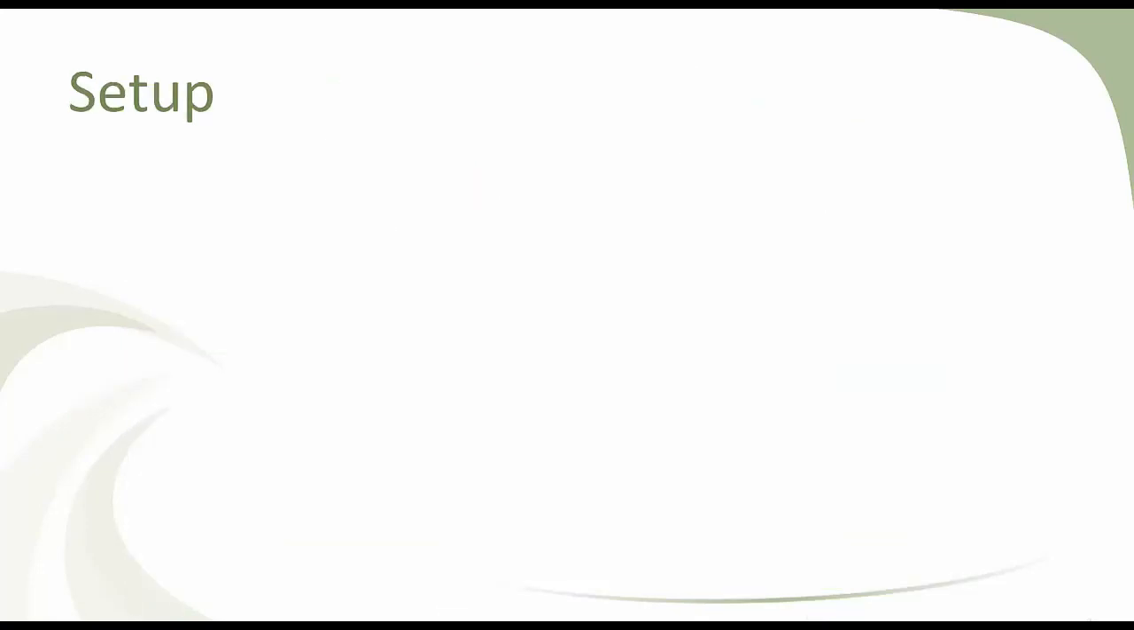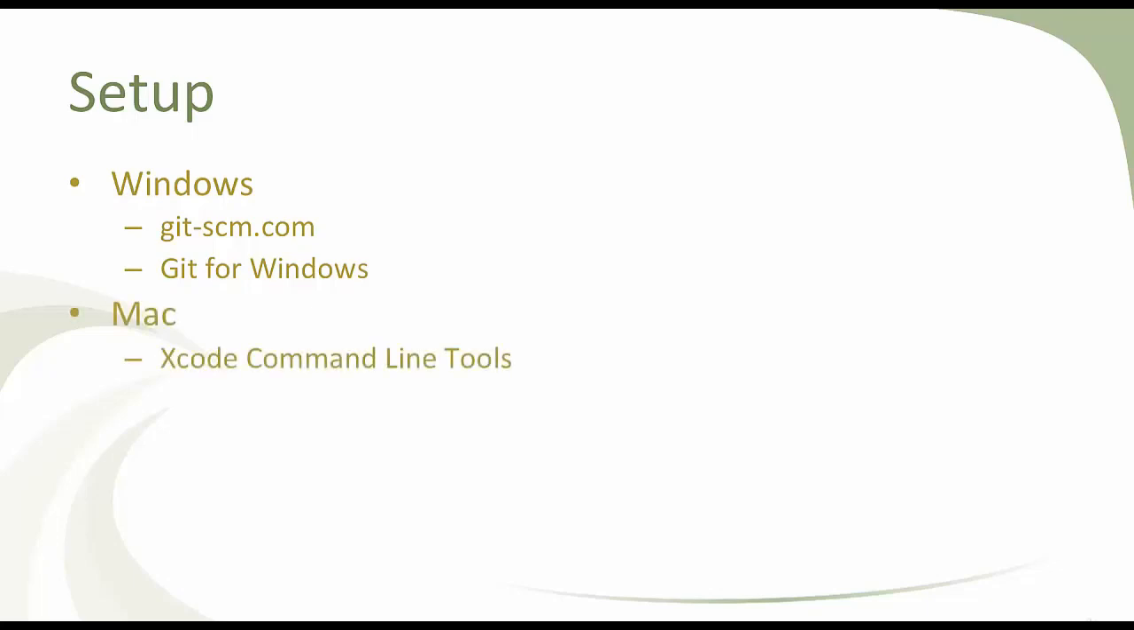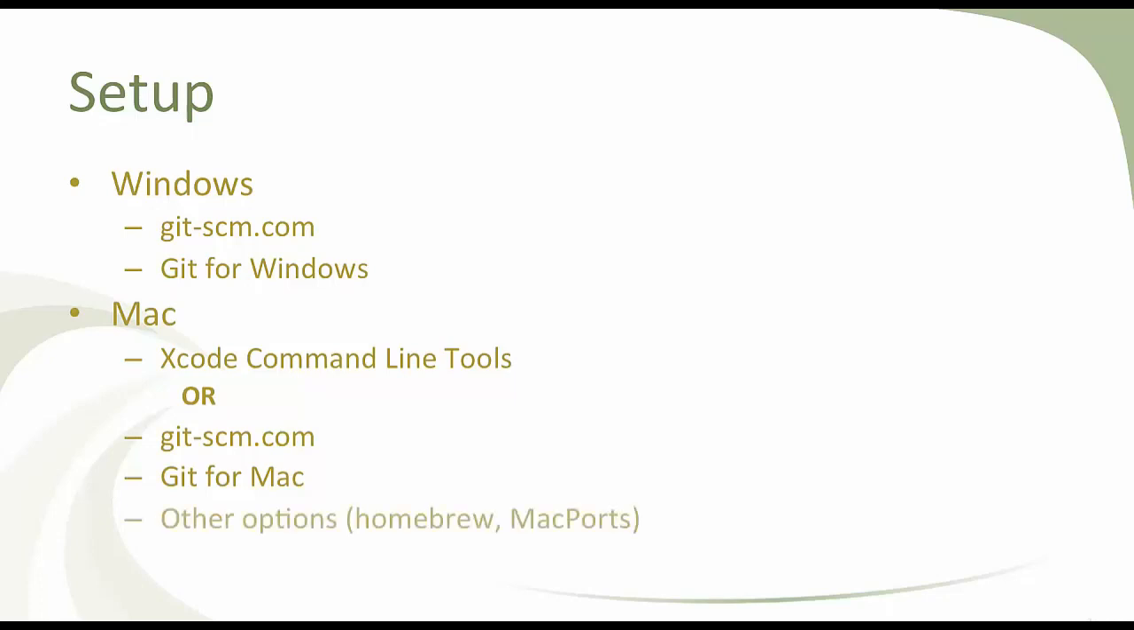In this course, we're going to set up Git on Windows and the Mac. For Windows, go to git-scm.com and download Git for Windows. We'll be going through the installer and accepting most of its defaults. On the Mac, you actually have several options available. One way is if you already have Xcode installed, I'd recommend just using the Xcode command line tools. If you don't have Xcode installed, there's not really a compelling reason to install Xcode since it's a 5 gig download. Instead, you can also go to git-scm.com and download Git for Mac. Or you can use one of the other options like Homebrew or MacPorts.